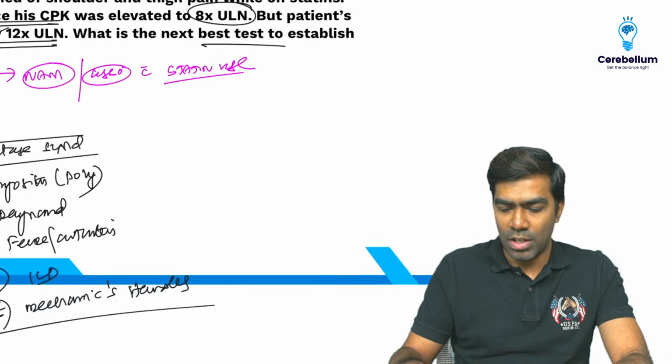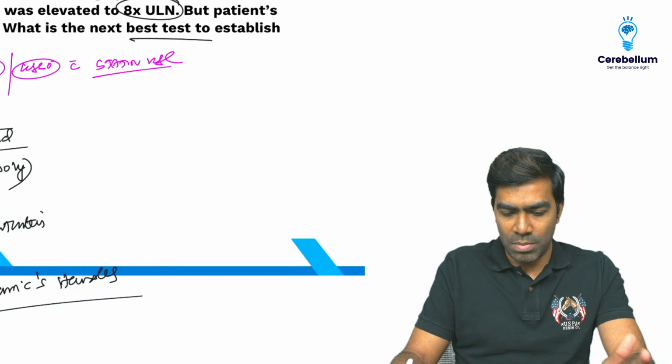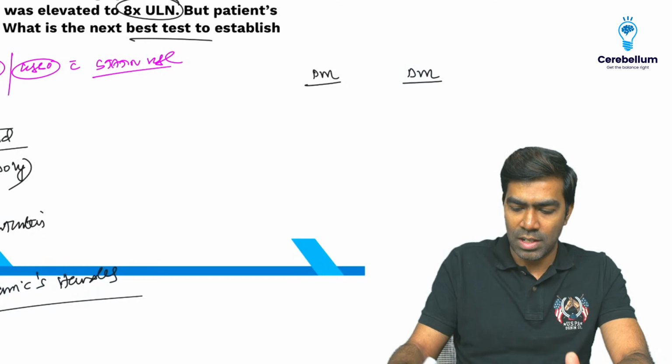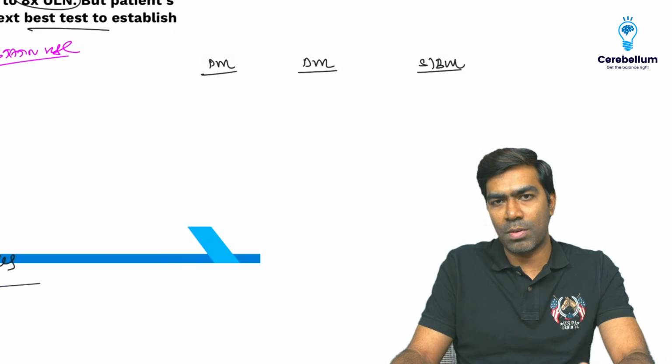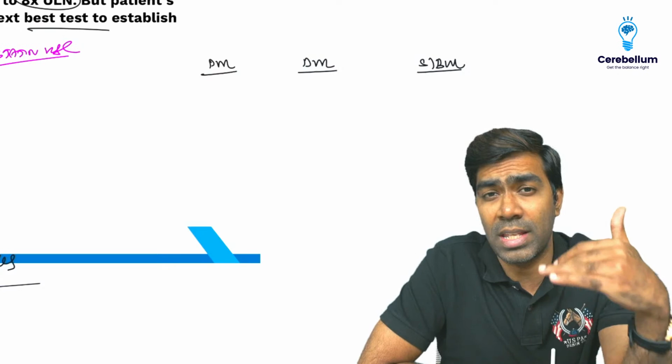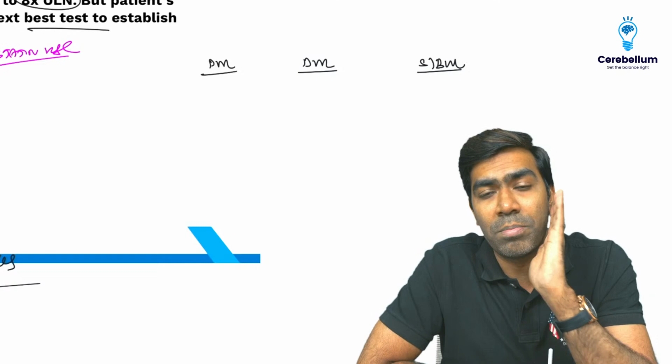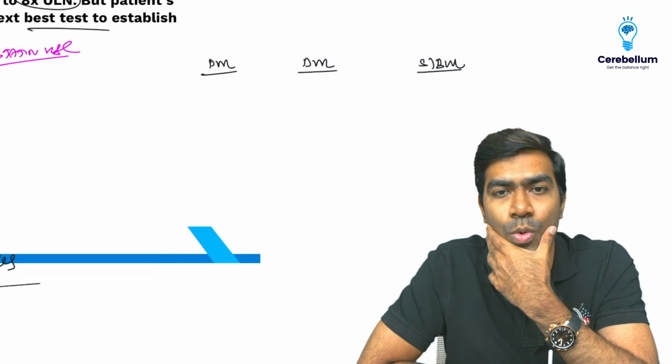So let me tell you the four important entities. First is polymyositis, second dermatomyositis, third we have sporadic inclusion body myositis, and fourth we have necrotizing autoimmune myopathy. How will you differentiate each of them? First of all, my question for you will be whether pain will be there in these myositis or not. Will the muscle be tender or not tender? Will pain be there or not in these patients? That's my question to you all in idiopathic inflammatory myositis.